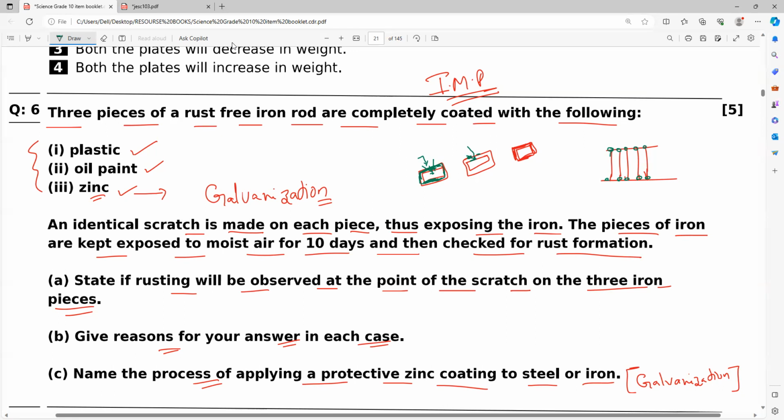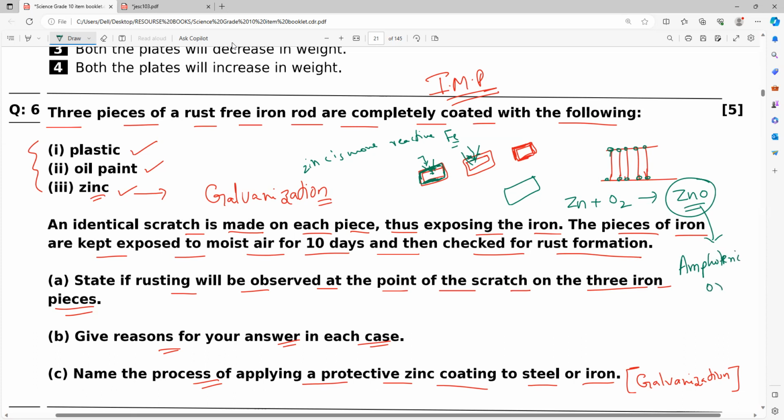But in the case of zinc alone, what will happen? Zinc, we all know, is more reactive than iron. So even if there is a scratch, who will react first, with oxygen? Zinc will react with oxygen and form zinc oxide, which we can call an amphoteric oxide, which is insoluble.